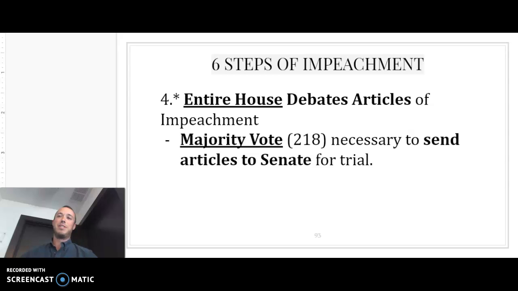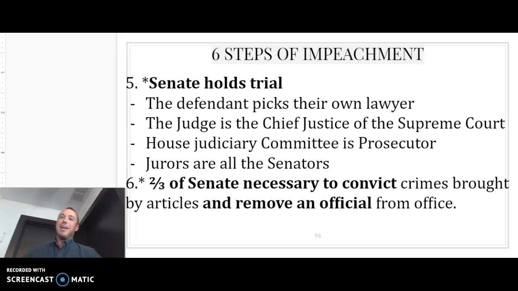Sometimes you will see the move to the Senate as its own step. It is a little bit of a dramatic thing. You can go back and see Nancy Pelosi delivering it. They made a big show out of it. You got to love television. Obviously, the Senate's going to hold the trial.